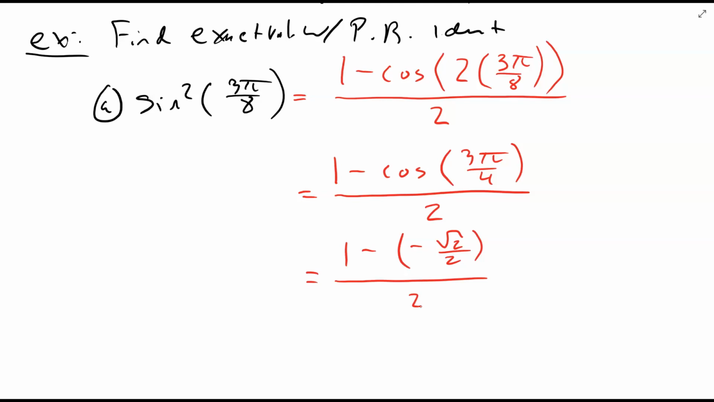Now, who likes the way this answer is written right now? No, what's wrong with it? Okay, you have the double negative. Sure, what else is wrong though? You have a fraction in a fraction, right? We typically don't want to leave that as a final answer. So what's the trick that I can do to get rid of that fraction inside of a fraction?